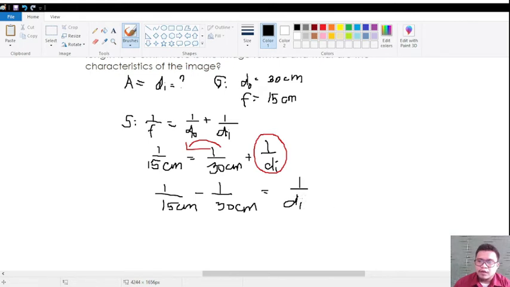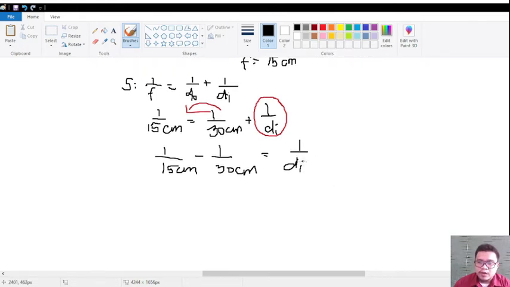Okay? And the same as always, we need to find the least common denominator since we cannot operate with dissimilar fractions. So to operate the two, we need to find the LCD. So what is the LCD of the denominators 15 and 30? Yes, you're right. That is 30 cm. So why 30? Because 30 can be divided by 15 and 30 can be divided by 30.